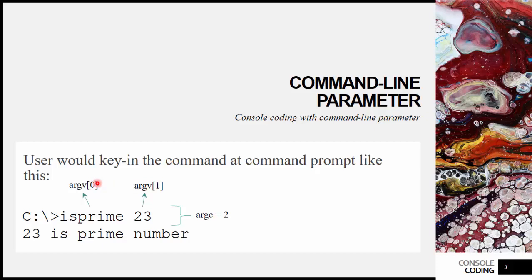So in this case, argv[0], the first element in the argv array, is the name of the program itself. So if we want to access the first parameter that is applied to the program, we have to refer to that value using argv[1]. And if this is the program that we are writing, if we code the program correctly, given 23 to be tested as prime or not, it will write 23 is a prime number. Let us start coding this one.